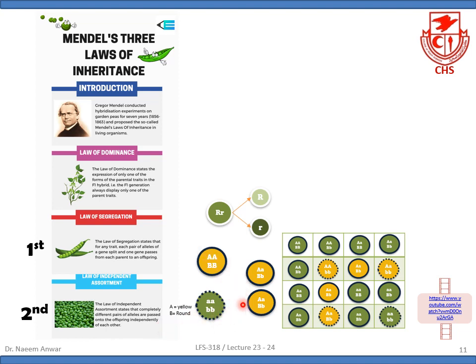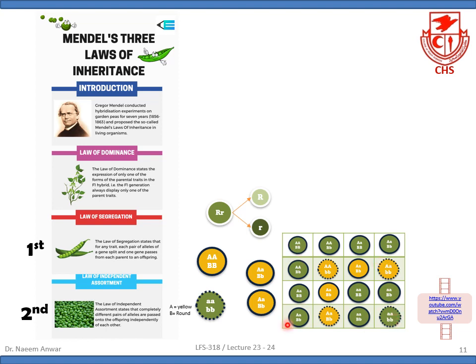So we have here a yellow round pea, while here we have a green one. If it's small, it will be the other color, it will be green, and if it's small, then it will be wrinkled. So capital A, capital B is smooth yellow, while small a, small b is wrinkled green. Each of these traits will be independently assorted into the offspring, and you can see that because of this law, you can have multiple combinations of the offspring.